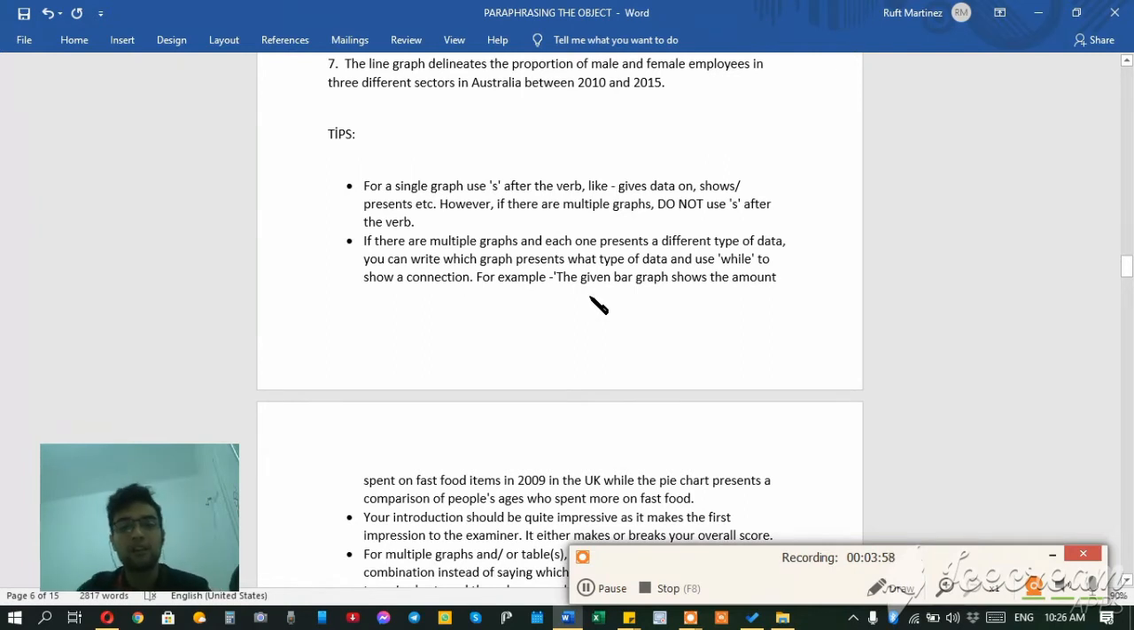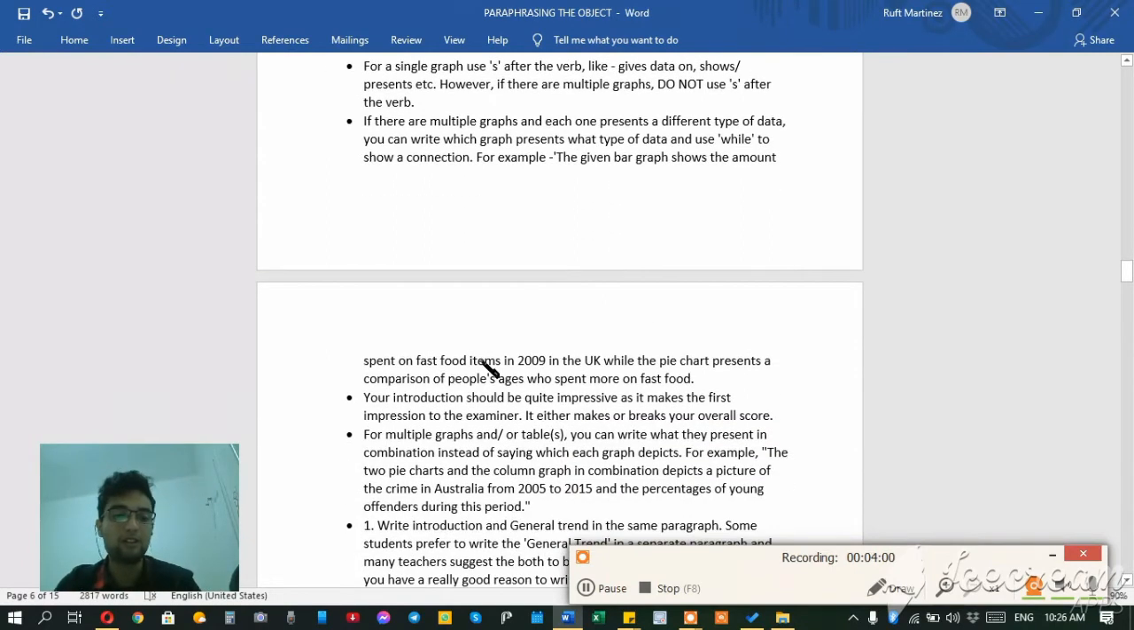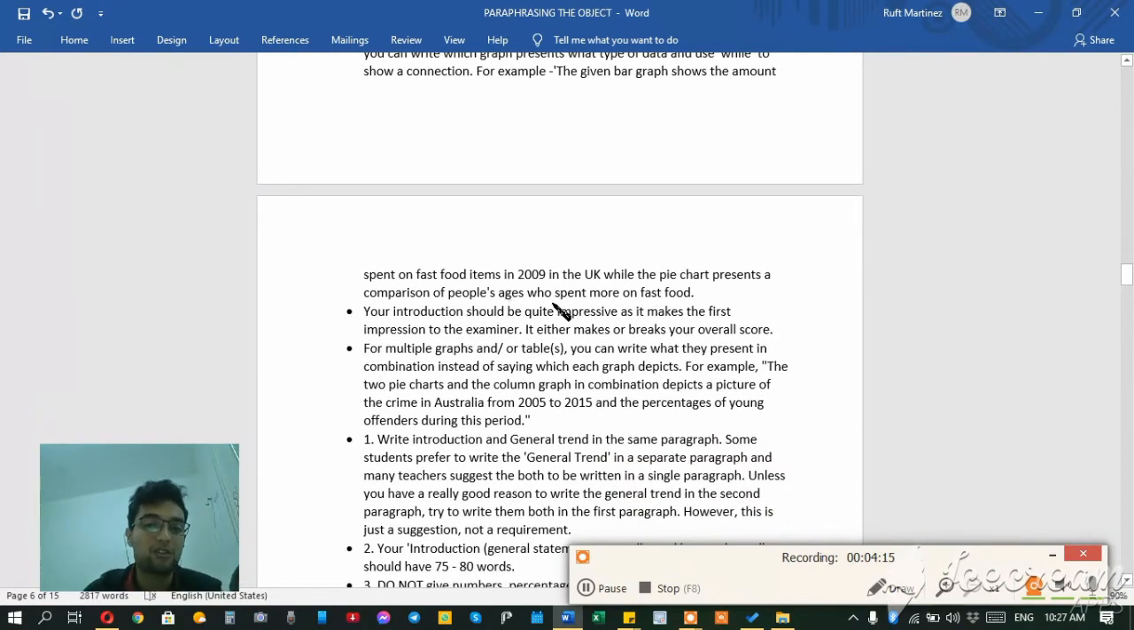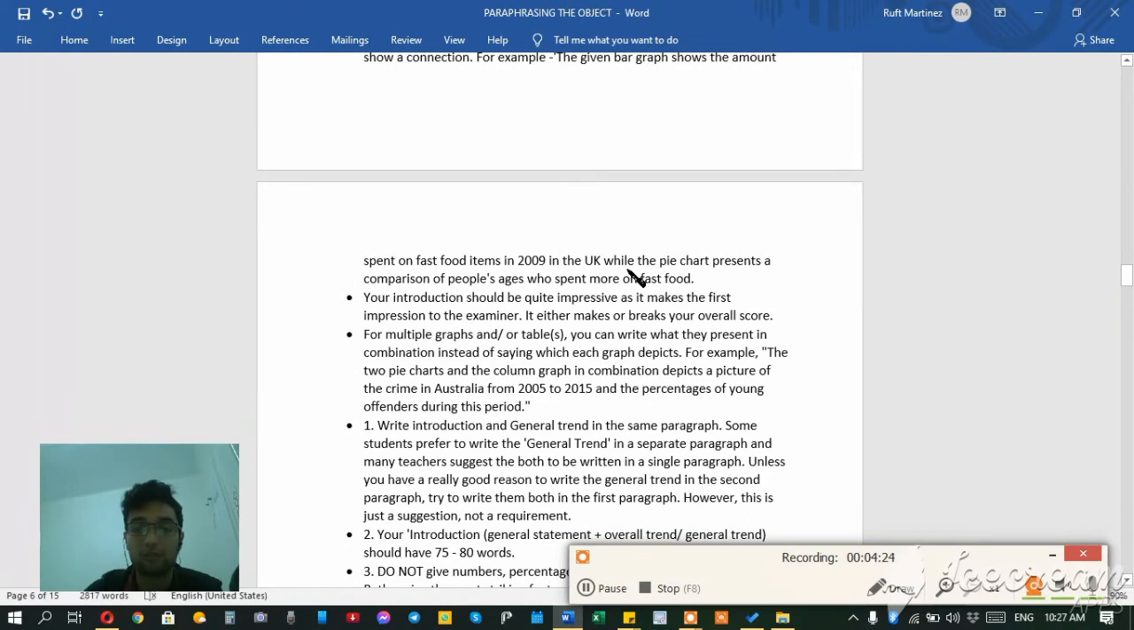For example, the given bar chart shows the amount spent on food items in 2019 in the UK, while the pie chart presents a comparison of people's age who spent more on fast food. So there are two charts, and you're connecting them to each other using these conjunctions. We're going to learn this while, whereas, different, they're very nice conjunctions for IELTS Task 1.